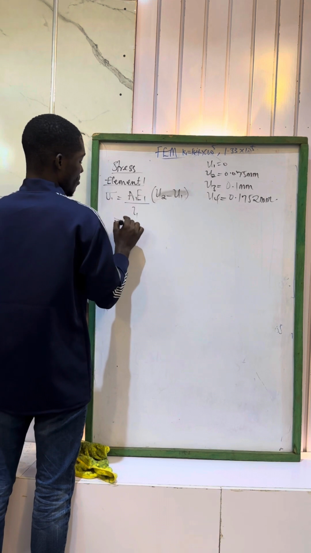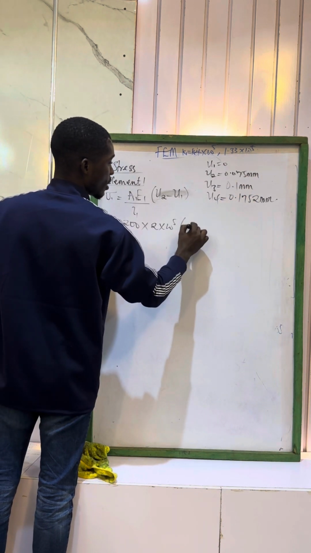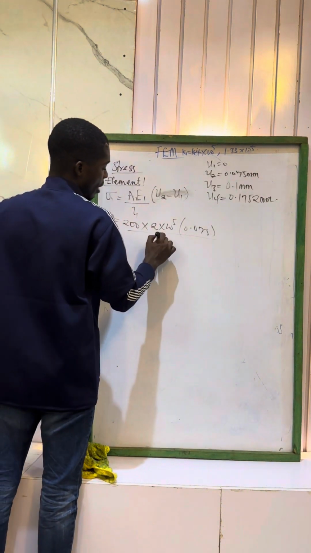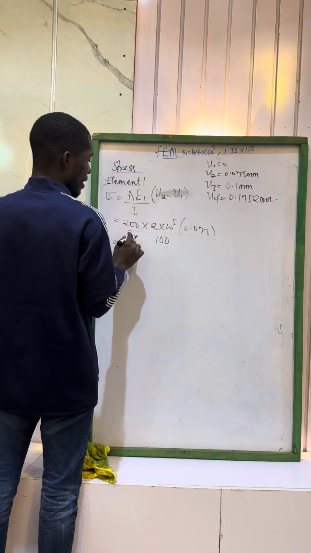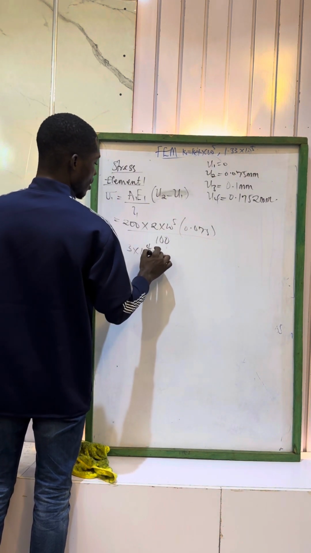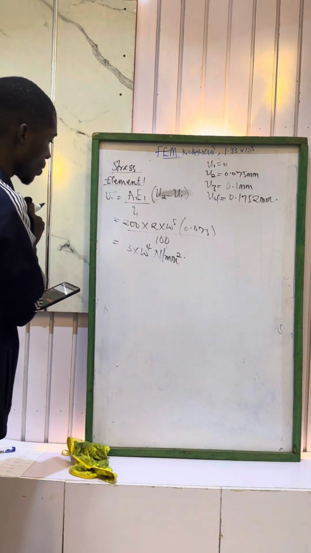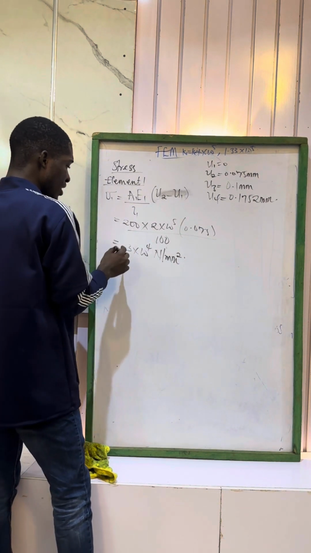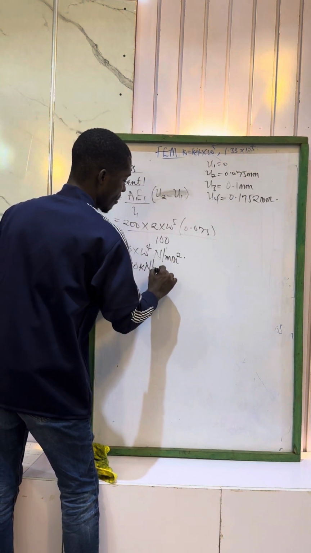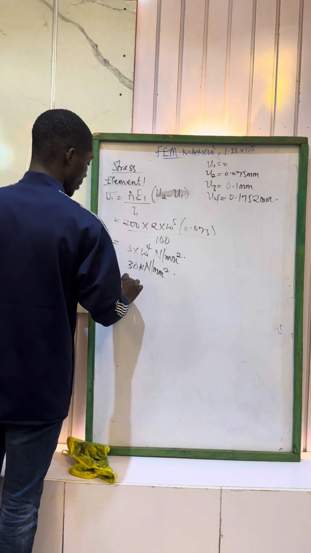So for sigma 1, it's 200 times 2 times 10 to the power 5, times U2, 0.075 millimeter minus 0, over the length of element 1, which is 100 millimeter. At the end of the day, when we multiply this, we get 3 times 10 to the power 4 newton per millimeter squared. I can also write this as 30 kilonewton per millimeter squared. You can leave it like this or write it like this. It's still the same.